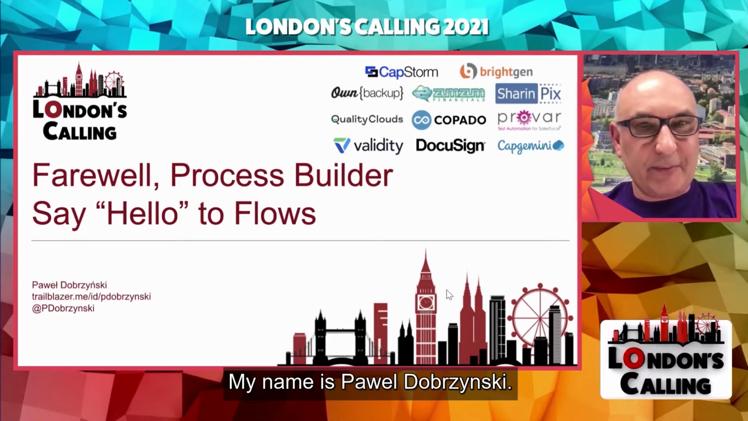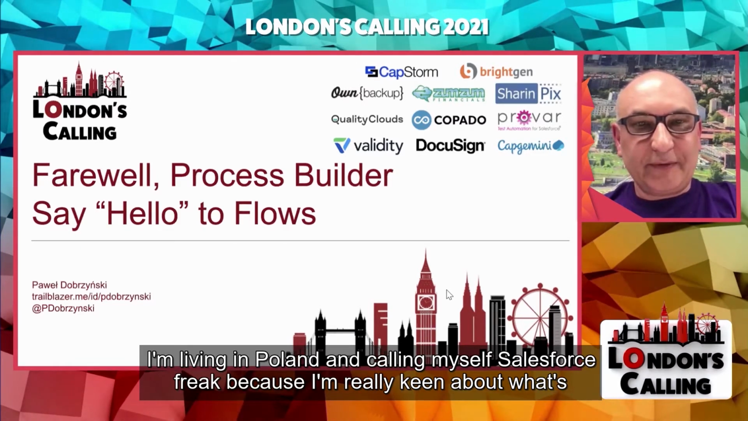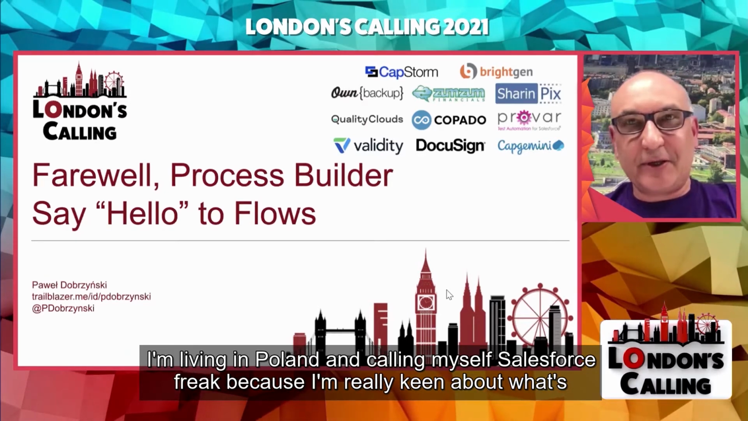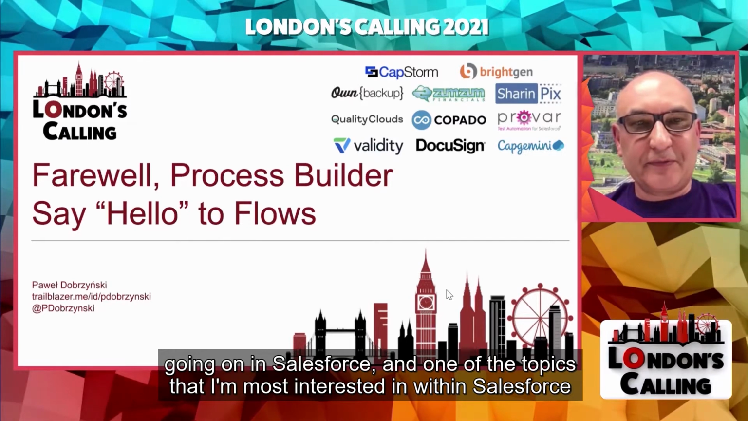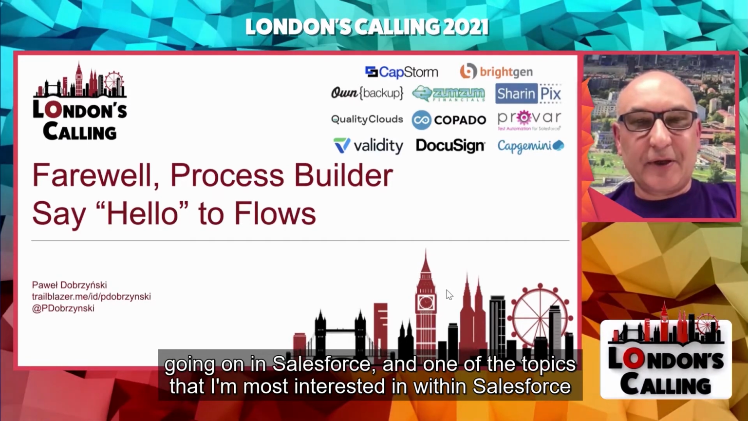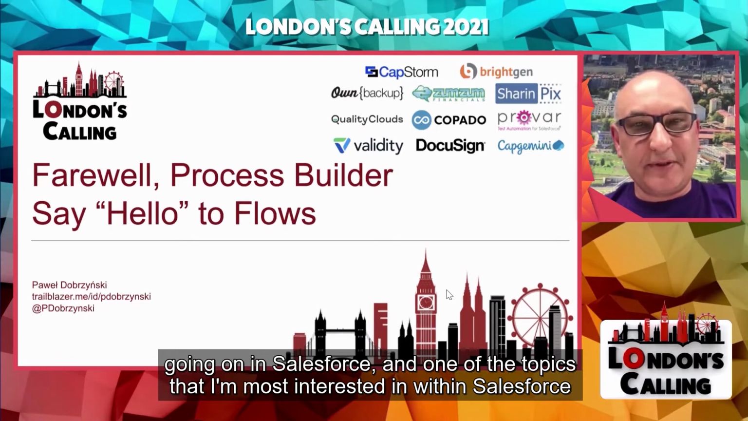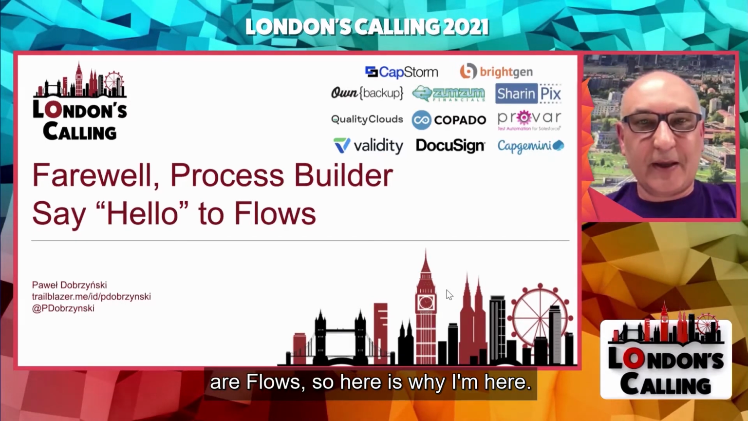So here am I. My name is Pawel Dobrzynski. I'm living in Poland. I am calling myself Salesforce freak because I'm really keen about what's going on with Salesforce. And one of the topics that I'm most interested in Salesforce are flows. So here is why I'm here.